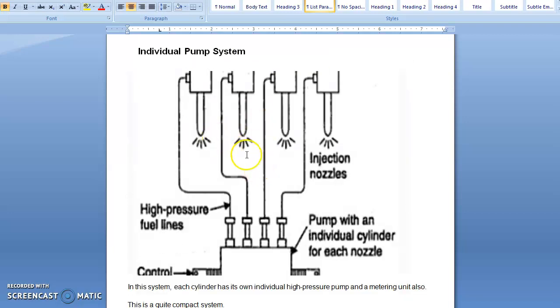First of all, let us discuss the individual pump system. In this system, each cylinder has its own individual high pressure pump and metering unit. That means each cylinder has an individual pump system. It is a quite compact method, and it also involves a higher cost in comparison to the others.